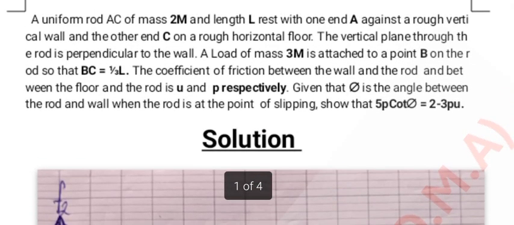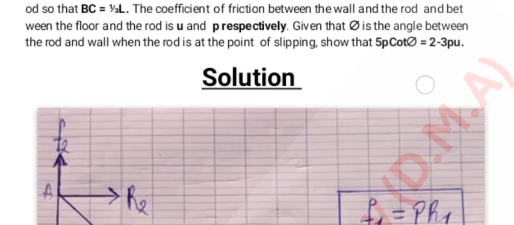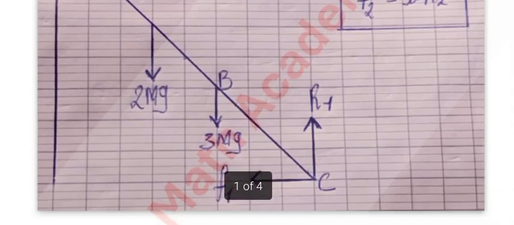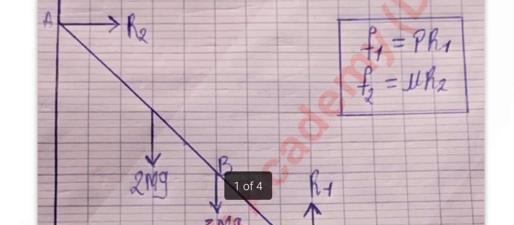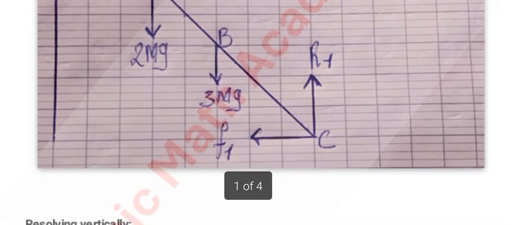Let's continue. A load of mass 3m is attached to a point B on the rod so that BC is equal to 1/3 L. That's it. This is the point B. That means the distance from B to C is 1/3 L. The mass of the object is 3m, so the weight of the object will be 3m times g, that's 3mg.